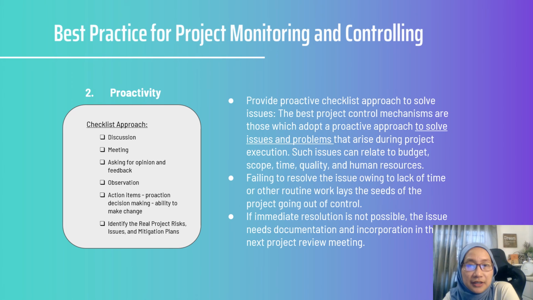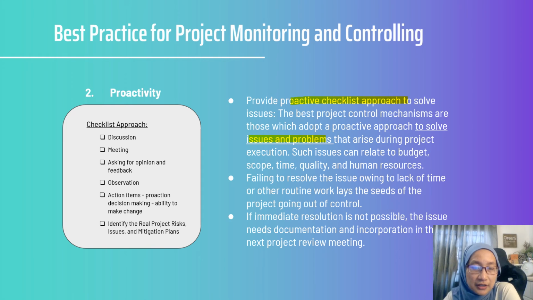The second point is proactivity. Make sure you provide a proactive checklist approach to solve issues. The best control mechanisms are those which adopt a proactive approach to solve issues and problems that arise during project execution. For example, they can relate to budget, scope, time, quality, and human resources. Failing to resolve issues owing to lack of time or other routine work lays the seeds of the project going out of control. If immediate resolution is not possible, the issue needs documentation and incorporation in the next project review meeting.